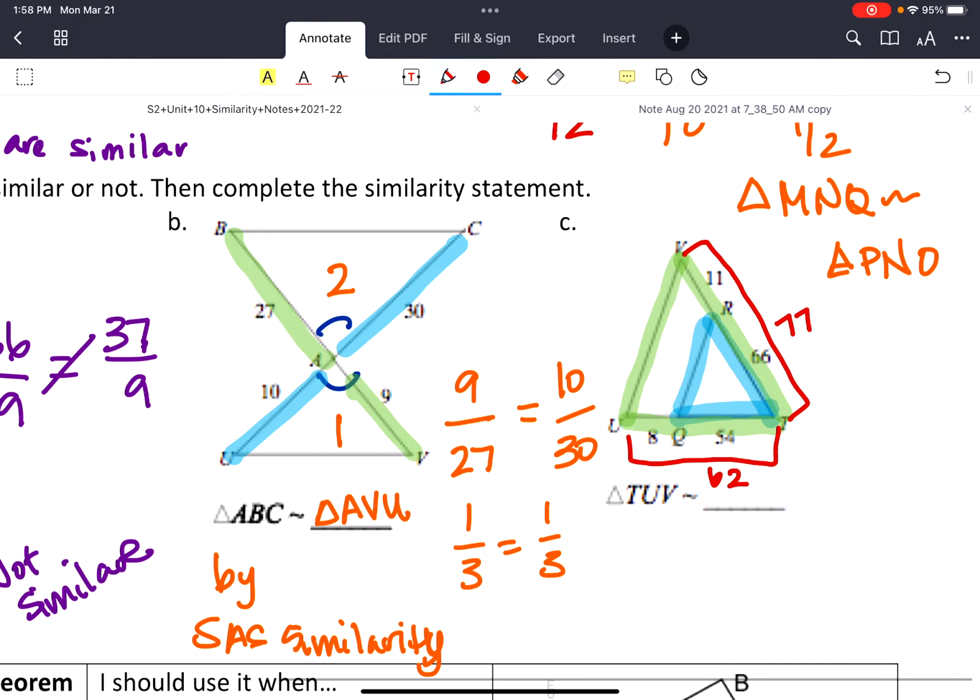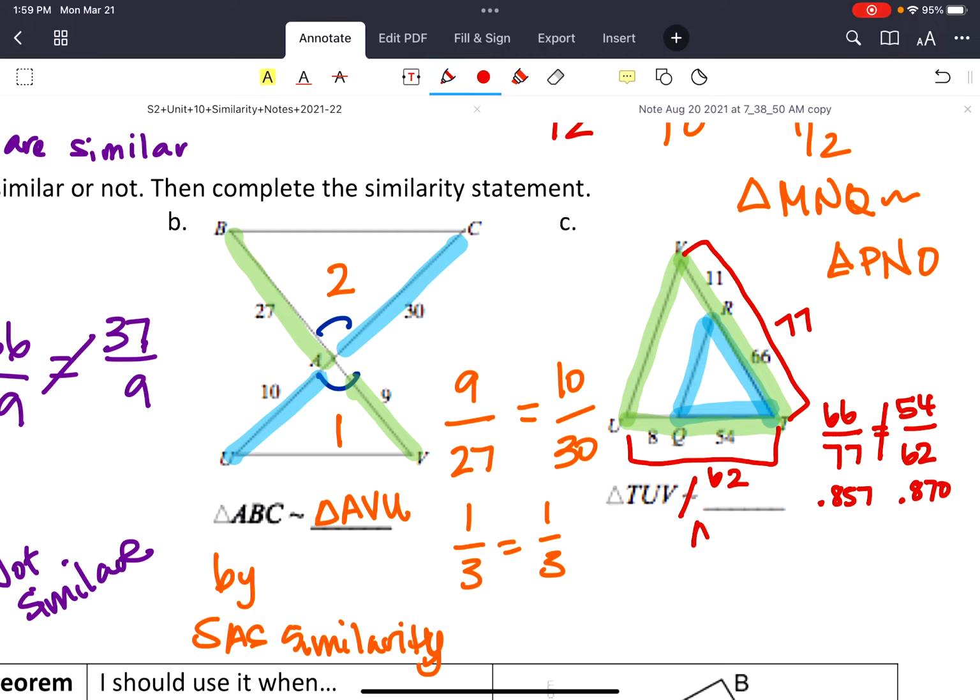So my proportion is going to be, let's do the 66 to the 77, and then we could do the 54 to the 62. Well, 66 over 77, when I divide that out, I get the decimal 0.857, and 54 divided by 62 is 0.870. They are not equal. This is not similar. So I can just make any order I want, TQR. These are not similar.